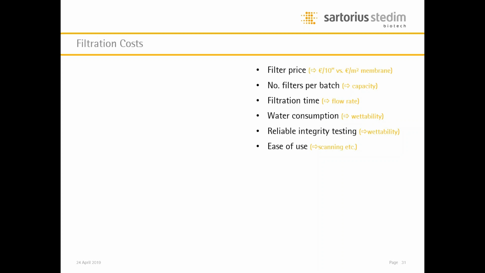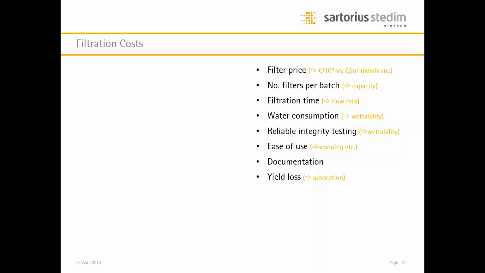Ease of use. So how is the handling of the filter? How can it be brought into a complex single-use assembly? How can the information about the filter be transferred to the system? Can I use the barcode scanner, for example, to get the lot number and the individual number and so on? Documentation, so what is offered by the suppliers? How will this documentation help me when it comes to regulatory filings?